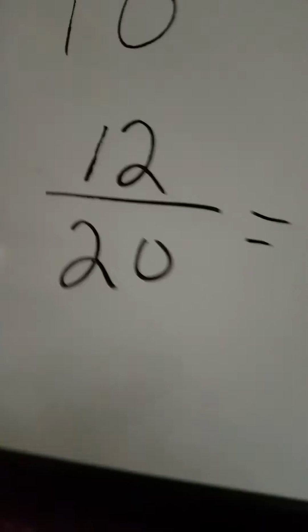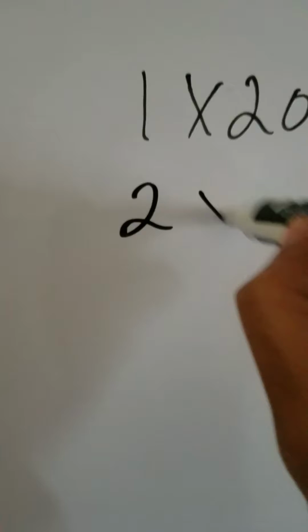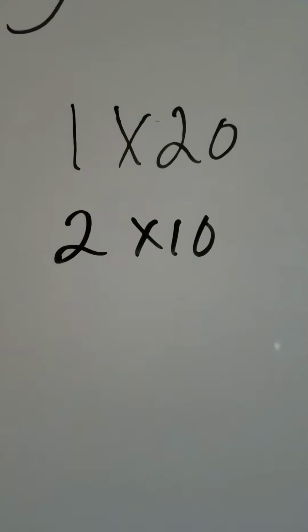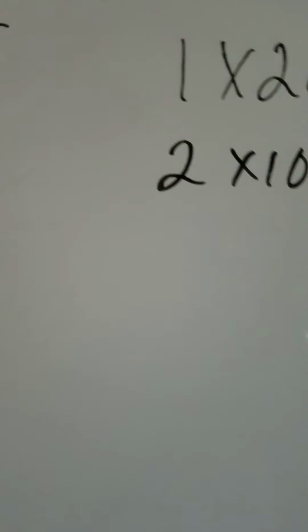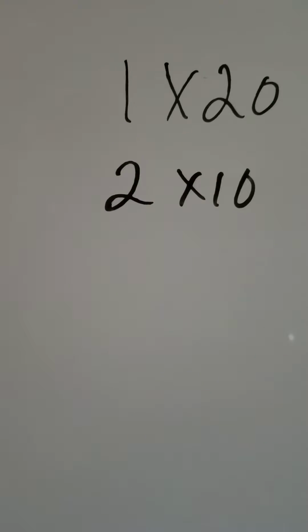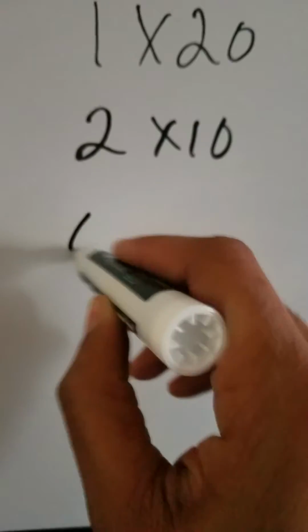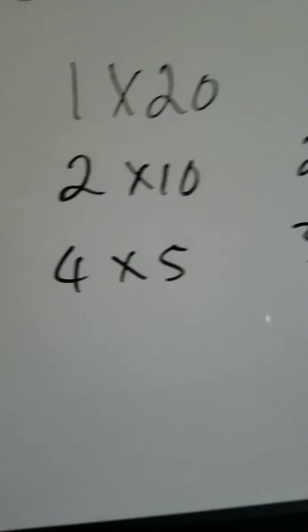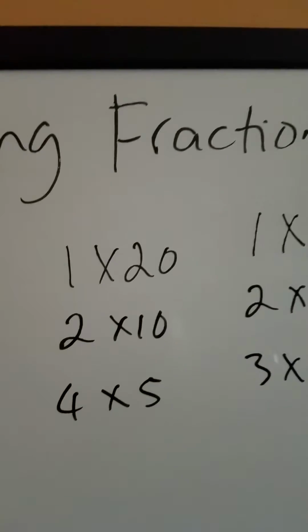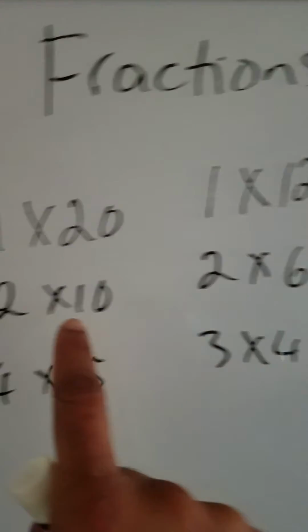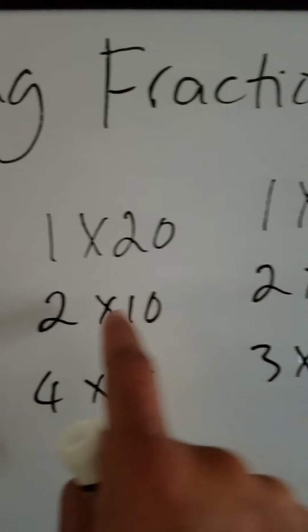Then we can come back and look at the factors of 20. We also know that 1 times 20 gives us 20. We know that 2 times 10 gives us 20. 3 times no whole number will give us 20. So we move on to 4, and we know that 4 times 5 gives us 20. Yes, we see that these two have the number 2 in common.